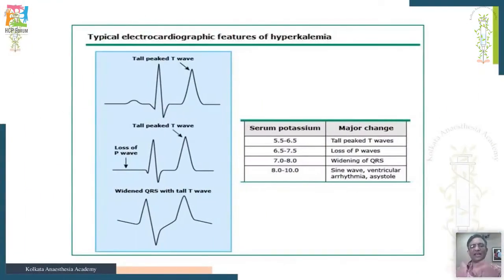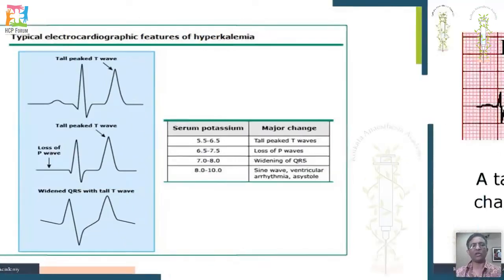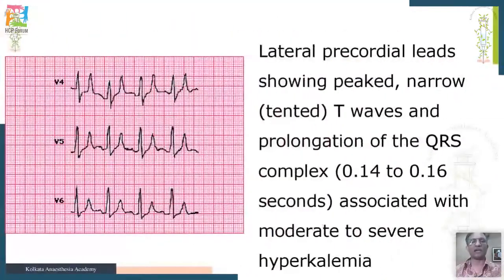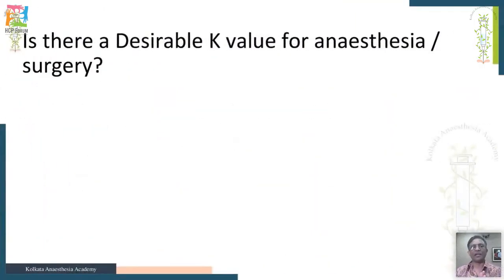This is, I think, in all textbooks. What are the ECG changes? Tall peaked T waves when it is between 5.5 and 6.5. Loss of P waves happens around 6.5 to 7.5. Between 7 and 8 is the widening of QRS. And above 8, you get arrhythmias and asystole. And students, if you want to get into this, please come back and look at this at the Edu Forum and figure out what the changes are.